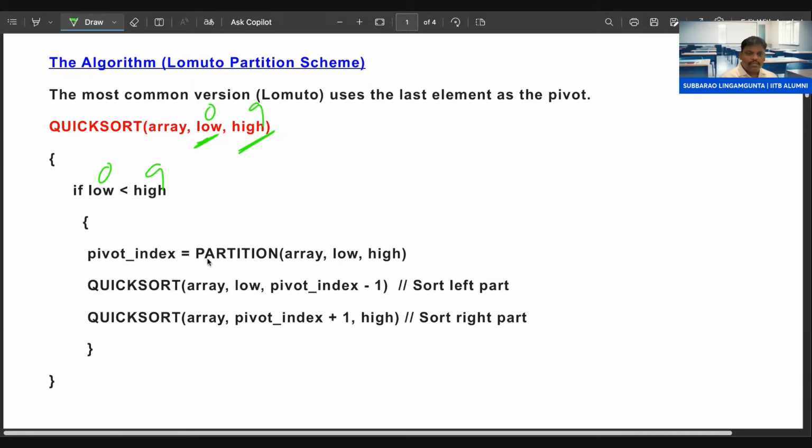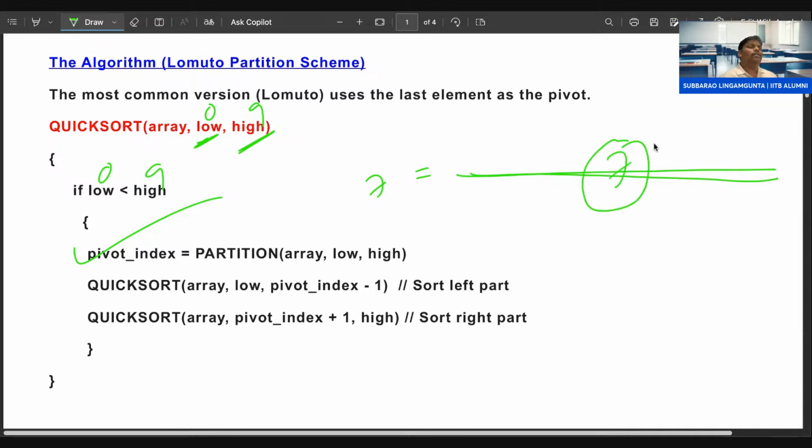Then first of all, apply partition. Assume this is the array and you have done the partition algorithm. It finally returns, assume, the seventh element. What is the meaning? The person in the 7th position is already sorted. Before the 7th should be sorted, after the 7th should be sorted. So please be careful.